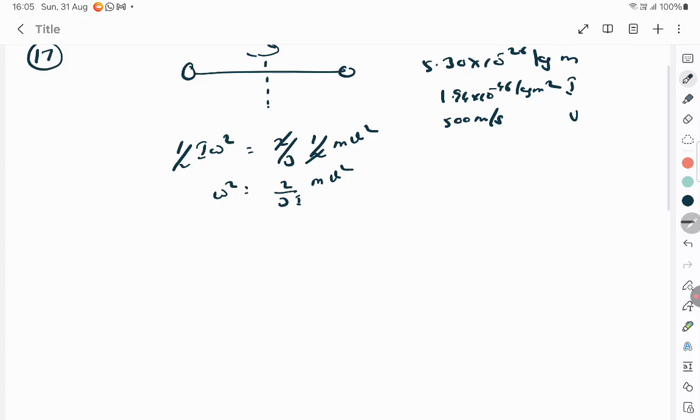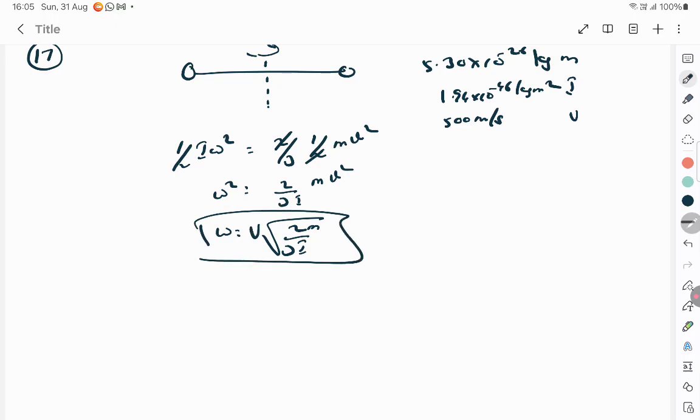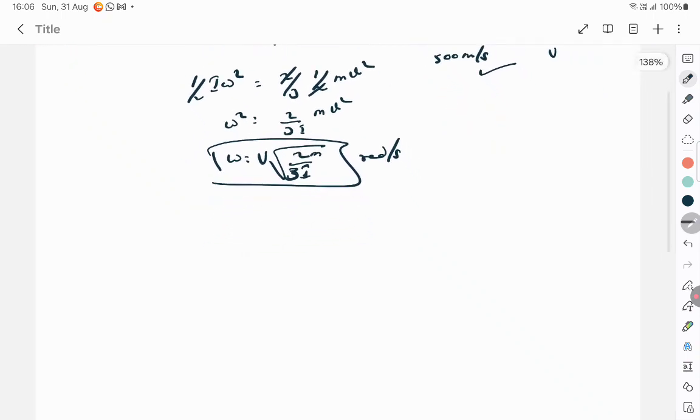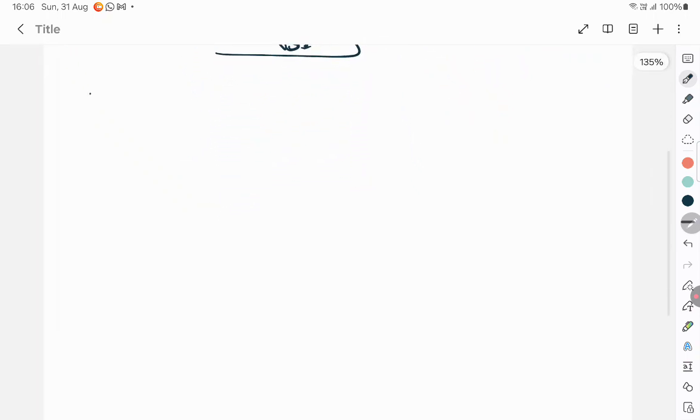and so equating this you get this, and you can find the square root of this, which is root of 2/3I m into v, and that's the formula. You know the linear velocity, which is given, and mass, moment of inertia, everything has been given. Just substitute and get the value of omega and write the answer in radians per second. And that's the last question. Let's go to the previous question.